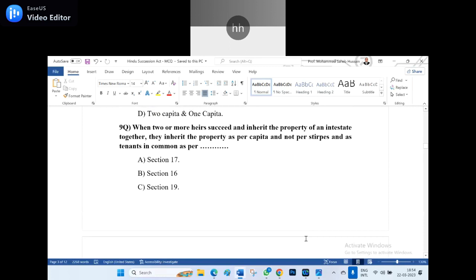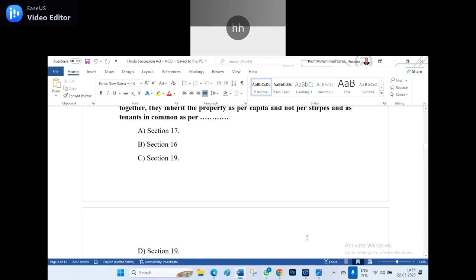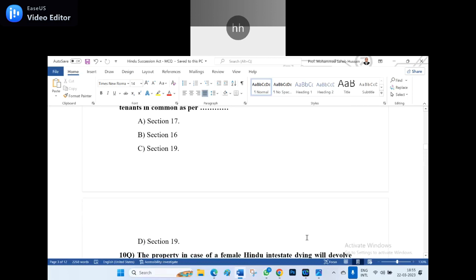Ninth question. When two or more heirs succeed and inherit the property of an estate together, they inherit the property as per capita and not as per stirpes, as tenants in common, as per Section dash. Which section says? Option A, Section 17; B, Section 16; C, Section 19; D, Section 19. Oh, I made the 19 twice. Let me change it to 20. Yes, now you say.